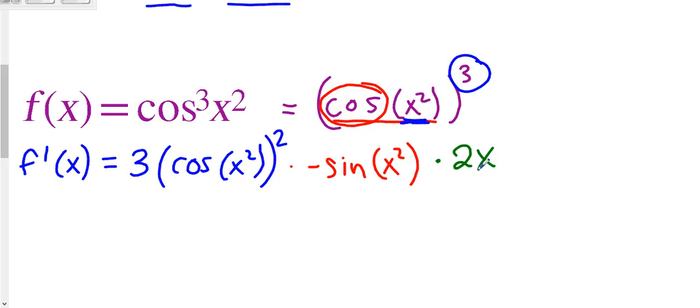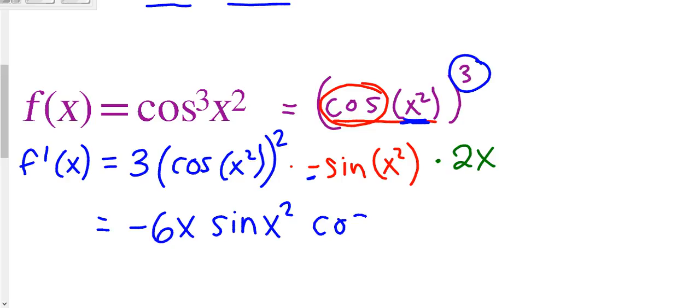To combine all these into one nice pretty line, we can write this as a negative, from the negative here, 6x. We have a sine of x squared, and then we have a cosine squared of x squared. And that's how we would write our final answer, because we had a squared here and a squared here. This squared went there on the cosine, okay? And the other squared stayed with x.